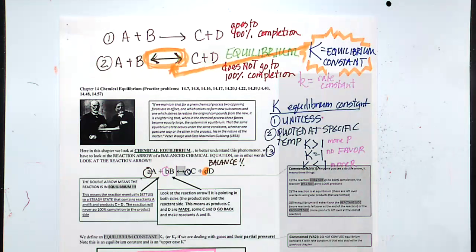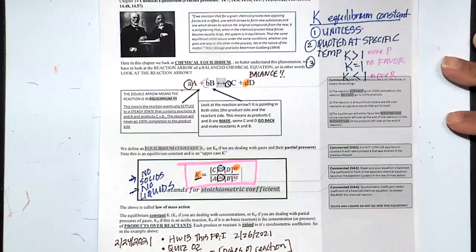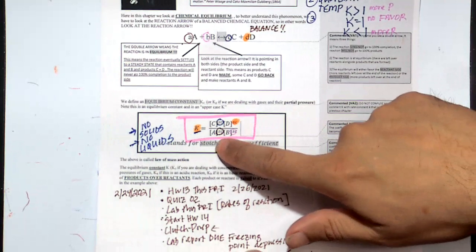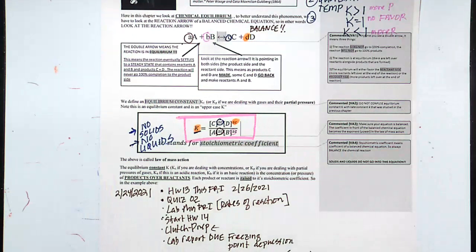So it's going to settle. Where it settles, it could be more reactants than products, more products than reactants. We measure that magnitude numerically. We have to put a number to everything, right? We measure that with K, capital K, and this is called the equilibrium constant.